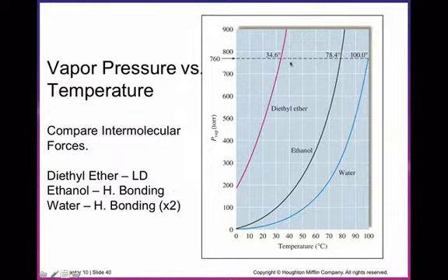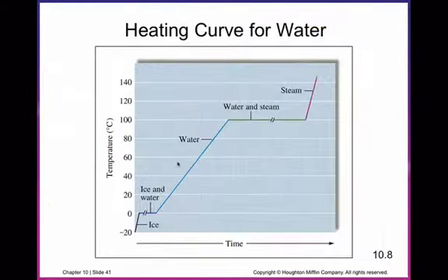Ethanol has hydrogen bonding, so the boiling point actually jumps up quite a bit. Water also has hydrogen bonding, except remember it has 2 times the hydrogen bonding. It has 2 hydrogen bonding hydrogens. So that's why its boiling point is even higher than ethanol's. So we can look at these substances and compare intermolecular forces and be able to tell about vapor pressure, boiling point, freezing point. We can get a whole bunch of information about these things.